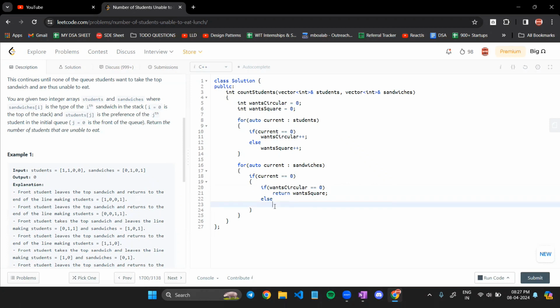So what we will do? We will assign a circular sandwich to him and we will decrement the count. Why are we decrementing the count? We are decrementing the count by 1 because we have assigned a student a circular sandwich, correct?